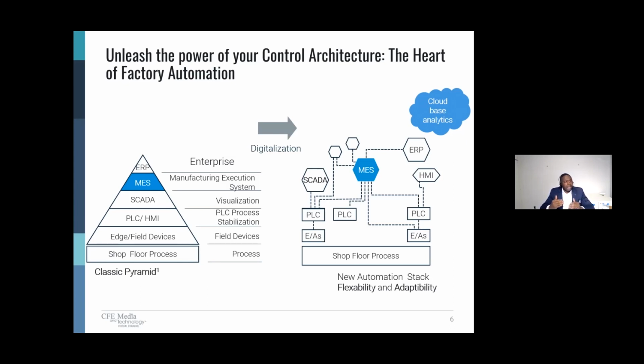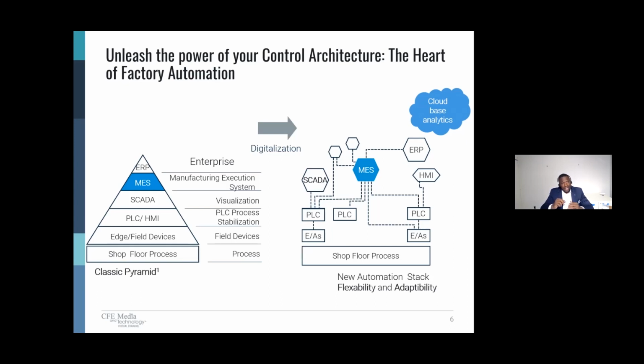And notice here on the left-hand side, we have the classic pyramid. That classic pyramid is what we always talk about when you hear someone say the shop floor to the top floor to the shop floor. They're talking about the classic pyramid. As engineers, we also call that classic pyramid the automation stack. At the top, you have ERP. At the bottom, you have the shop floor process. You have the PLC, you have the HMI. But what was missing many years ago is what's highlighted in blue there, manufacturing execution system.